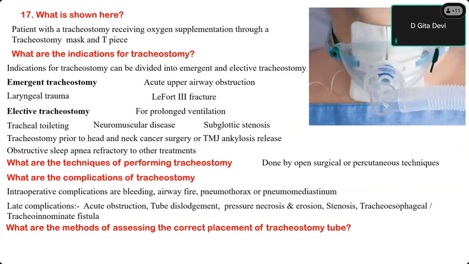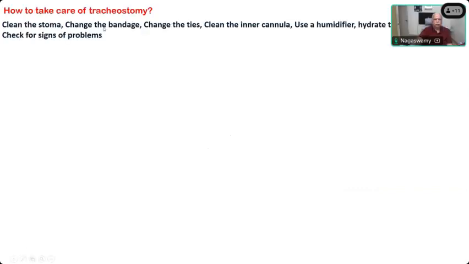How to take care of tracheostomy? Intermittent suction to clear the tube. Periodically clean the stoma, change the bandage, change the ties, clean the inner cannula, use a humidifier, hydrate the patient, check for signs of problems like obstruction or dislodgement.